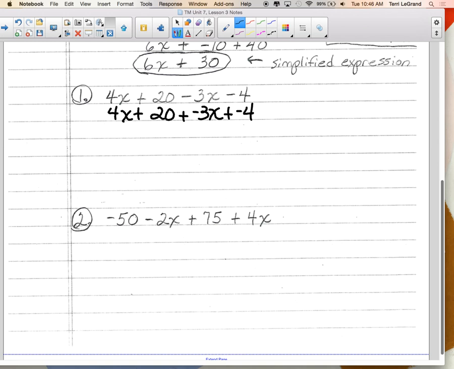The variable terms think they're most important. So we're going to let the variable terms be at the beginning of our expression, followed by the constants. So anybody want to tell me what I might be able to do here? Gabe? Tell me how to switch them out.